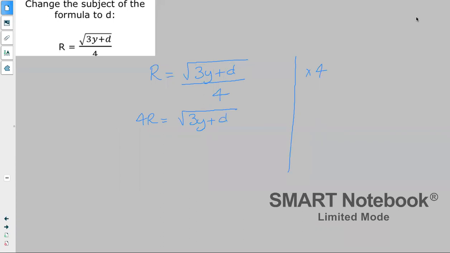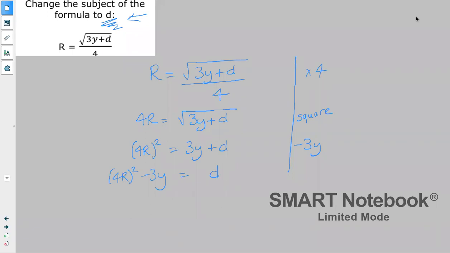Next thing you want to do is you want to get rid of that square root sign. So in order to get rid of square root, the inverse of square root is squaring something. So I'm going to square both sides. So all of this on this side gets squared. And then the right hand side just becomes 3y and d. Remember what your goal is, to get d all by itself. So you want to get rid of that add 3y. So to undo that, we're going to take 3y away from both sides. So you've got 4r all squared, take away 3y equals d.